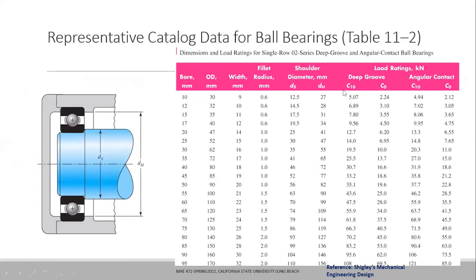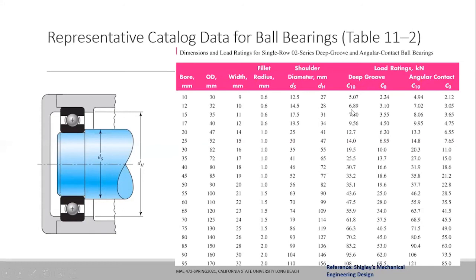For different bearing options, you will get a different C10 load in kilonewtons. This is for deep groove bearings, and for angular contact bearings, we will have different C10 loads. You also see a column for C0. We will go through what C0 means in the next lecture. But at this point, what we are interested in is that every bearing, every row, has a different C10, and it is continuously increasing.